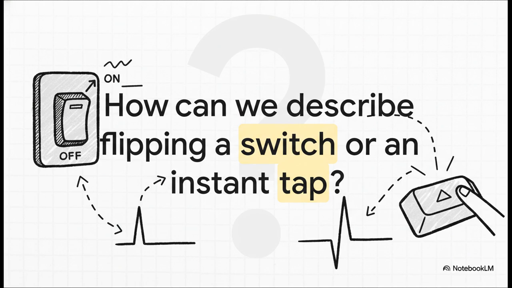Think about it for a second. What's actually happening when you flip a light switch from off to on? Or when you tap a key on your keyboard for just a split second? These aren't just little physical things we do, they're signals. And it turns out, the math to describe them, and even much, much more complex signals, is surprisingly simple.